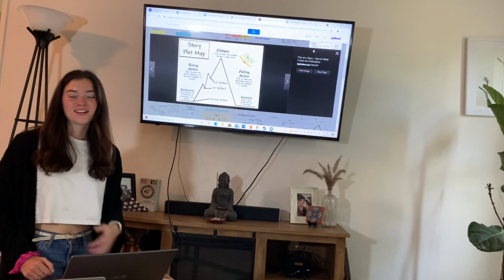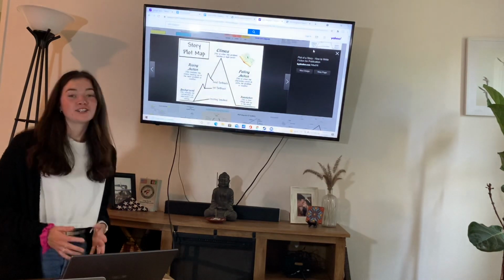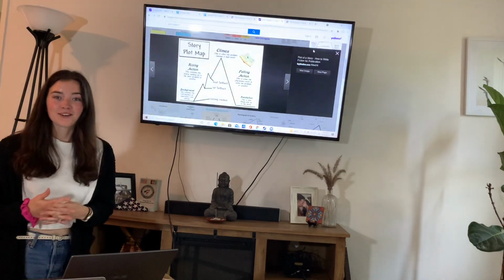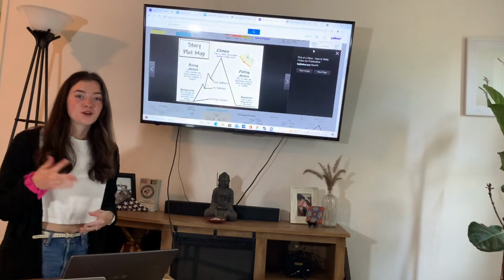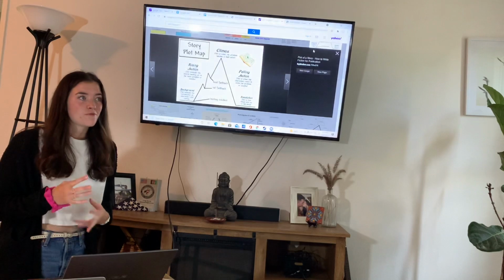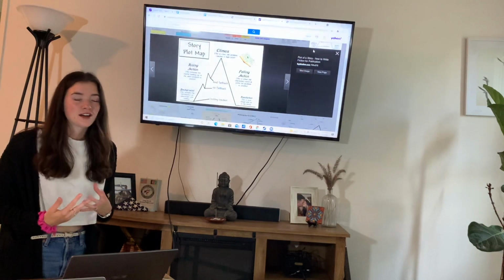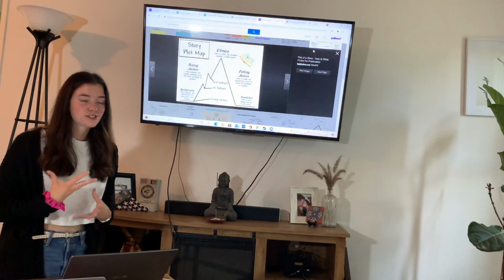Alrighty, welcome in everyone. So today we are going to be going over our story plot map. So our story diagram, the parts that make up a story. So go ahead and start thinking, what is your favorite movie? What is your favorite book? What are some of your favorite characters, your favorite storylines?